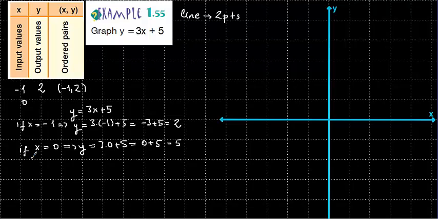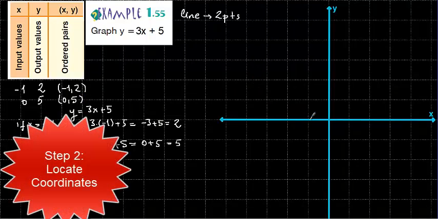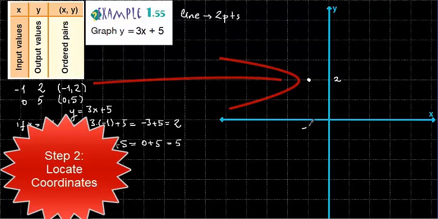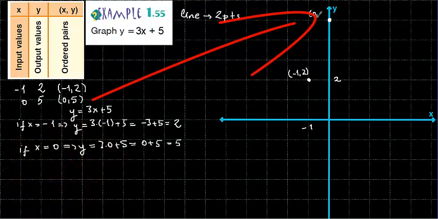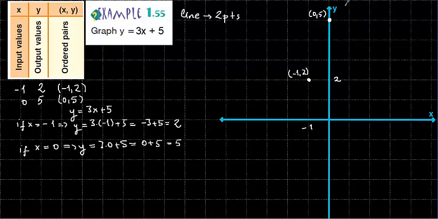And the coordinate of this point is going to be (0, 5). Let's locate the points on the coordinate plane. The first point is (-1, 2). This point is -1 and 2. The second point is (0, 5). This is the second point, and this is (0, 5).